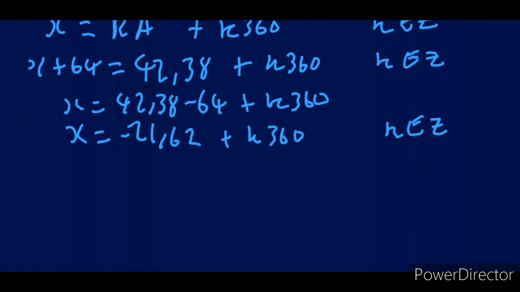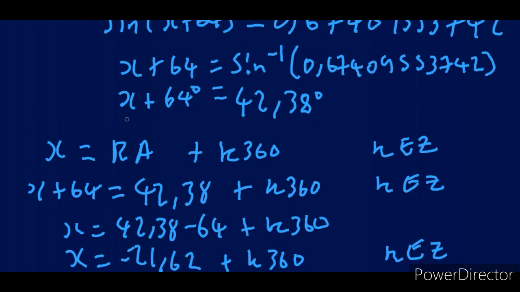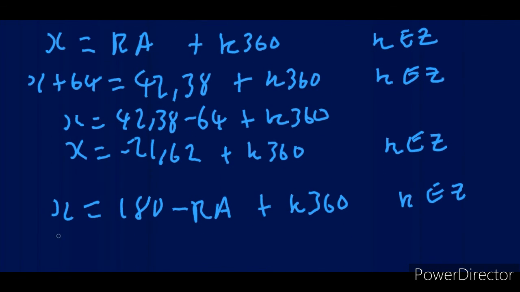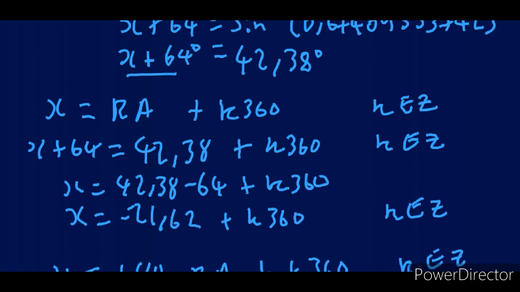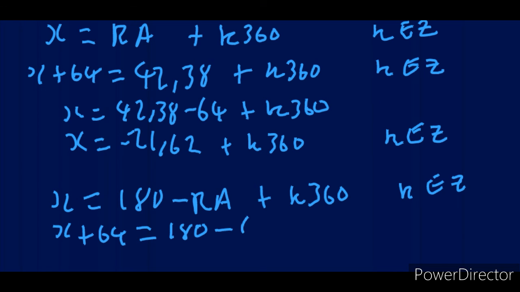So we know it's also positive in the second quadrant. And in the second quadrant it is 180 minus the reference angle, 180 minus theta, plus k times 360, and k is an element of integers. So we take this as though it is x. Therefore we're going to end up having x plus 64 is equal to 180 minus our reference angle, which in this case is 42.38, plus k times 360. K is an element of integers.